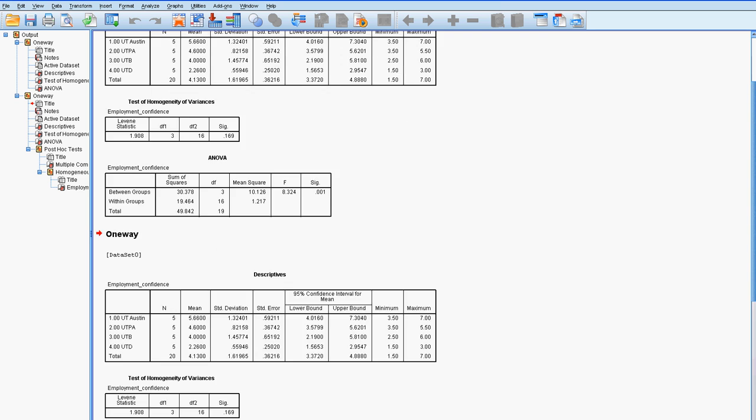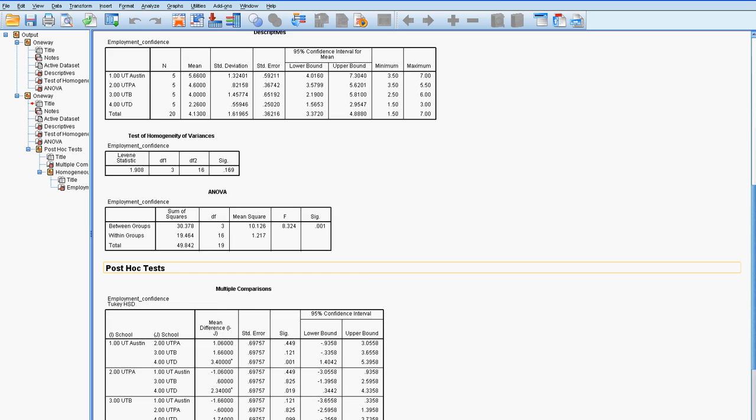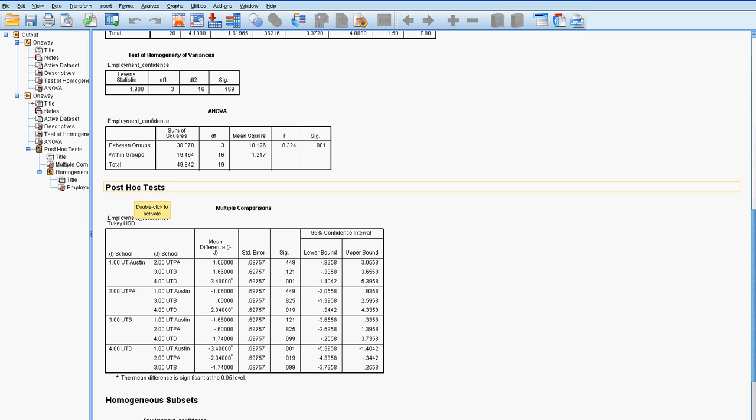and run the analysis. Now we'll duplicate our previous output, so we'll skip past that, and we'll take a look at the table labeled Post Hoc Tests. In this table, we can see that there are significant differences between UT Austin and UTD, such that UT Austin had higher employment confidence, and there is also a significant difference between UTPA and UTD, such that UTPA has higher employment confidence. There were no other significant differences detected, so all other pairwise differences were not statistically significant.